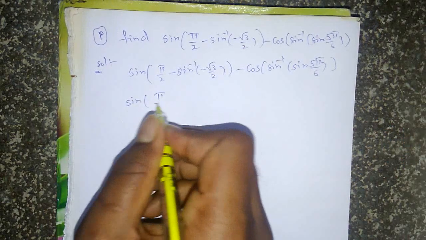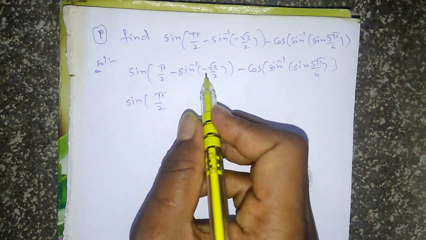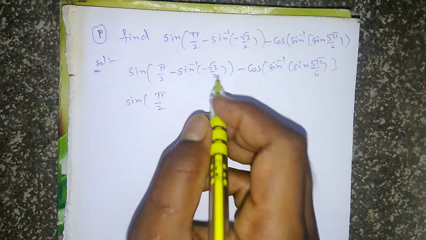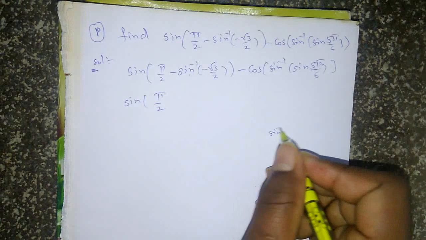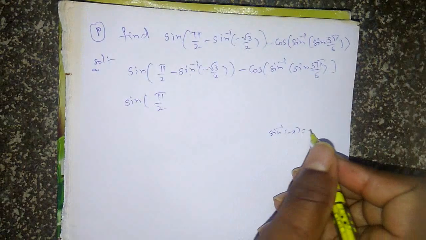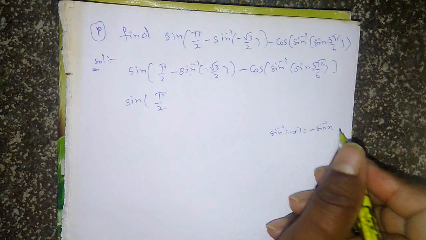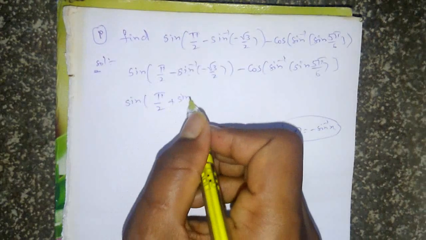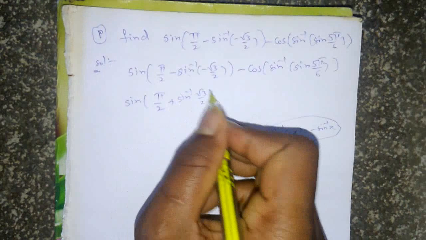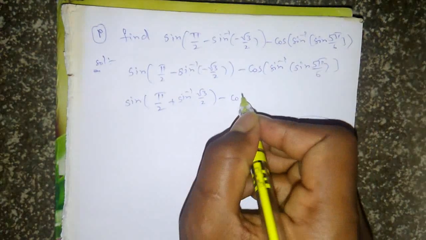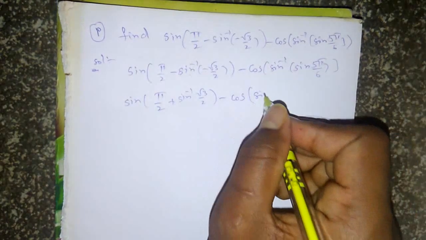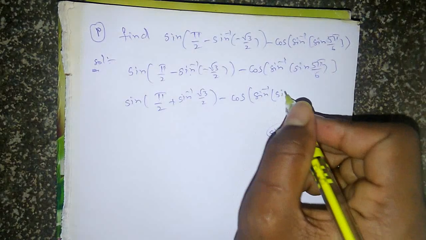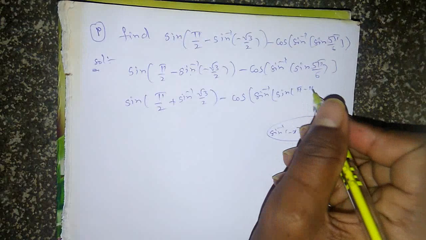This is sine of pi by 2. Here sine inverse of minus theta is there. Sine inverse of minus x is equal to minus sine inverse of x. So this will be minus into minus plus sine inverse of root 3 by 2 minus cos of sine inverse of, this is sine 150 degrees, that is sine of pi minus pi by 6.